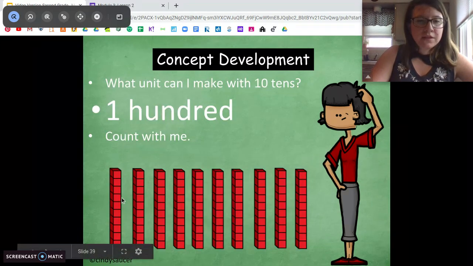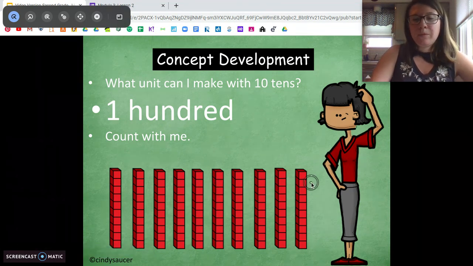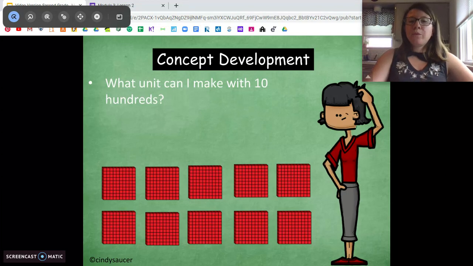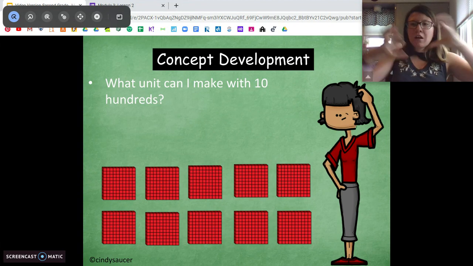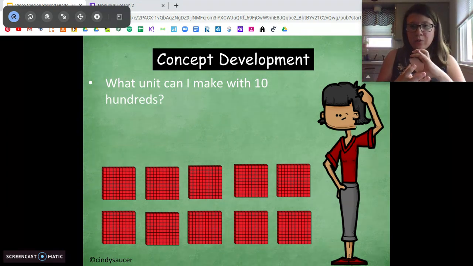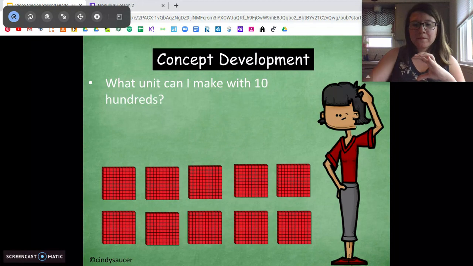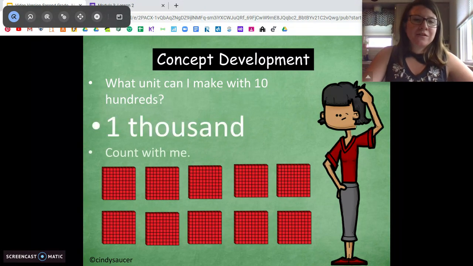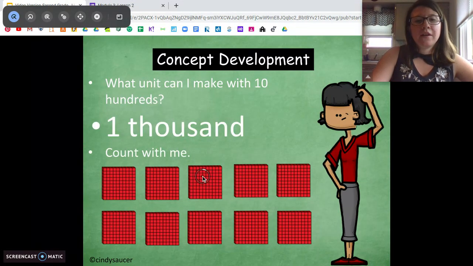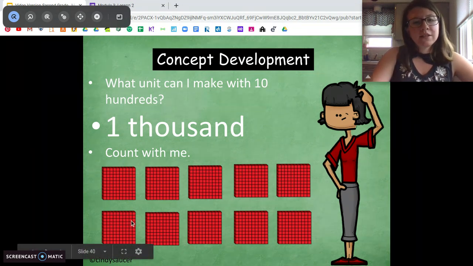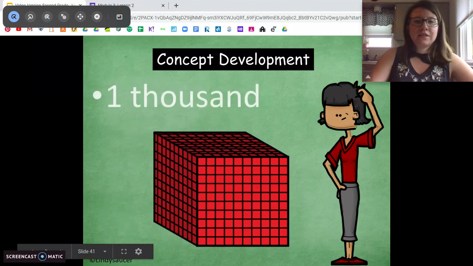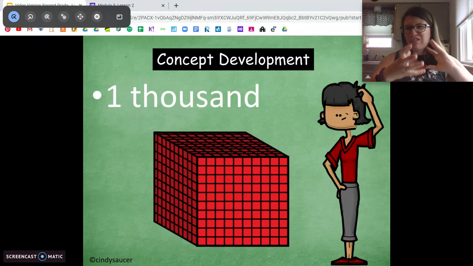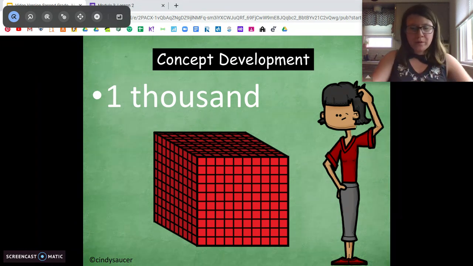Yeah, we can count it out. 10, 20, 30, 40, 50, 60, 70, 80, 90, 100. Awesome. What can we do with these 10 hundreds? We learned about this new unit yesterday. If we're going to compile and put all the 10 hundreds together, what is that going to make? 1,000. Good job. So let's count. 100, 200, 300, 400, 500, 600, 700, 800, 900, 1,000. 10 hundreds. This is what the 1,000 unit is going to look like. It's going to look like a 3D 100 or a cube.